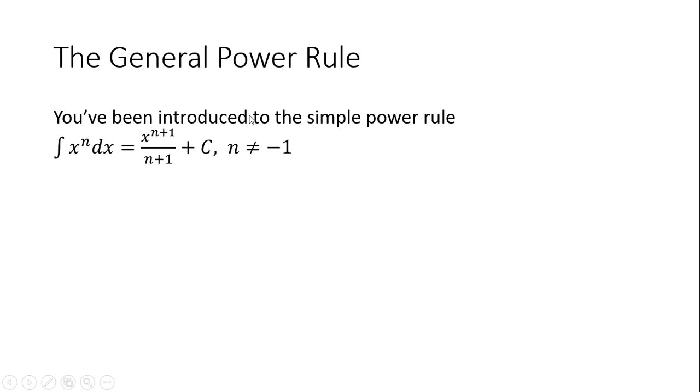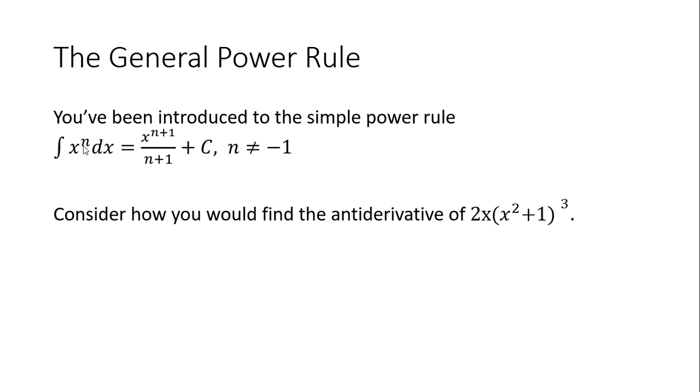The reason why n can't be negative 1 is because x to the negative 1 is 1 over x, and that is a very special integral that we'll be getting into later. You could probably figure that out by thinking about what function has a derivative of 1 over x. So consider how you would find this antiderivative now.